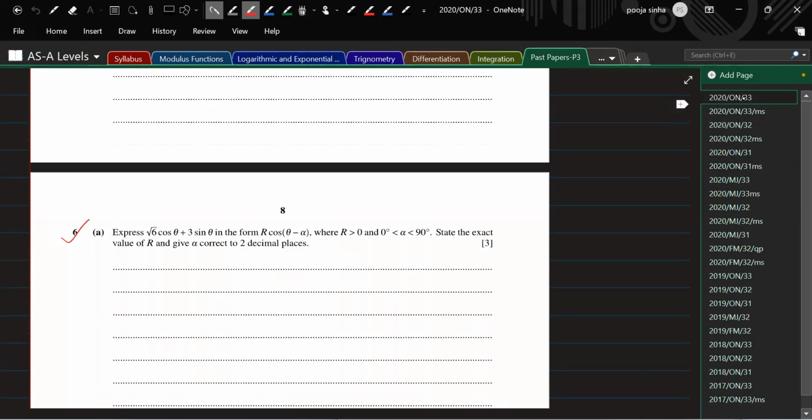Read it. Express root 6 cos theta plus 3 sin theta in the form r cos theta minus alpha, where r is greater than 0 and alpha is 0 degrees to 90 degrees. State the exact value of r and give alpha correct to 2 decimal places. So what are we supposed to do here?